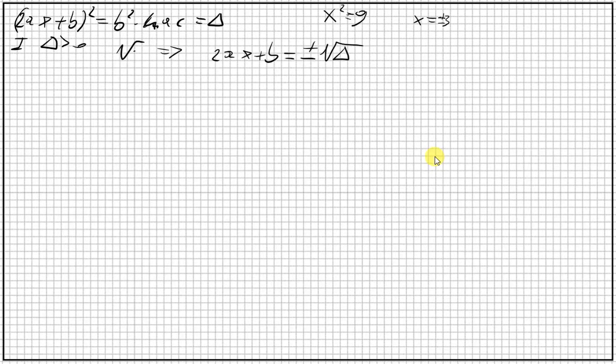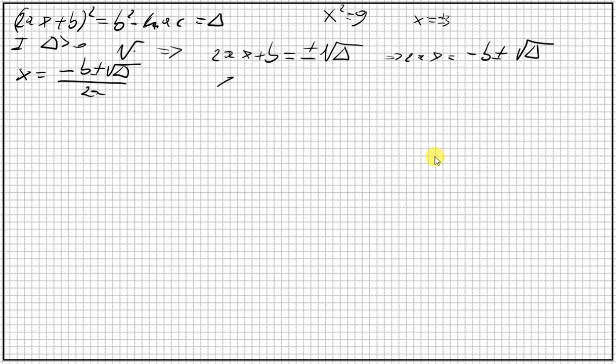So if I bring b to the other side, I have 2ax equal minus b plus or minus square root of delta. And if I divide by 2a, remember a is different from 0 in this particular case, x is minus b plus or minus square root of delta divided by 2a. So these are the two specific solutions. Remember, delta is this number, b squared minus 4ac.